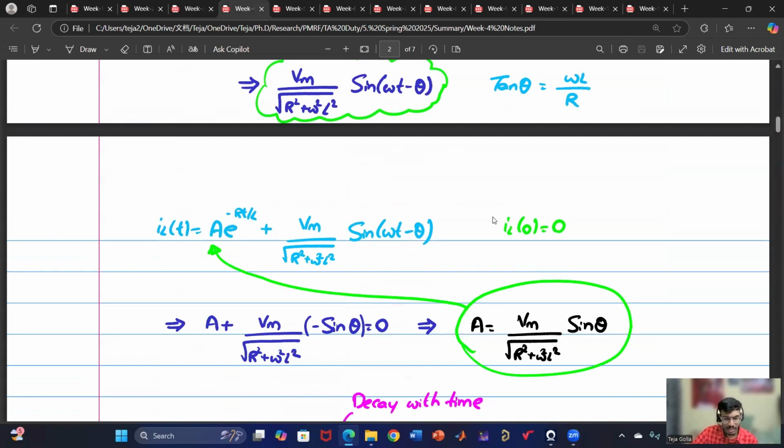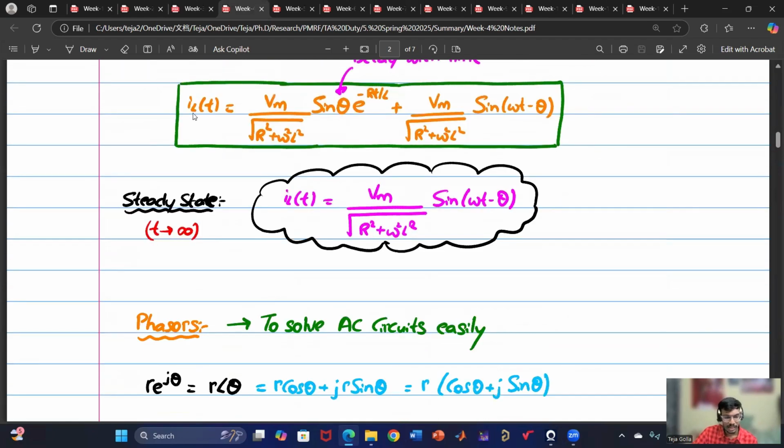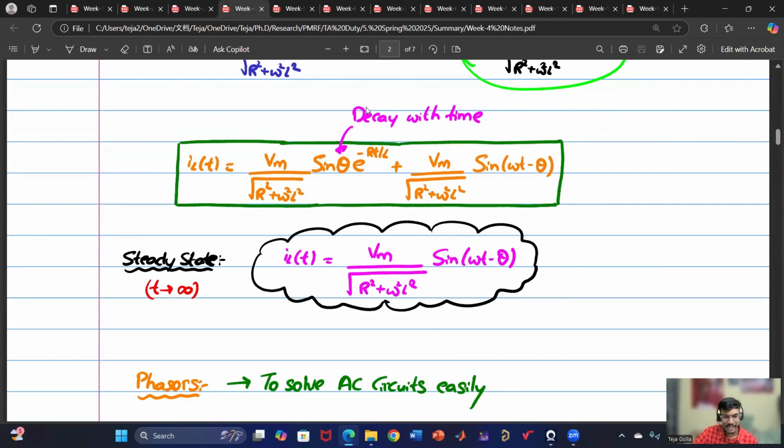This is the initial condition. So we have basically solved everything and then we have simplified everything. And then we got iL of t is something like this. But here, if you see, this decays with time, which means at steady state, this term will vanish. Only this term will be obtained.